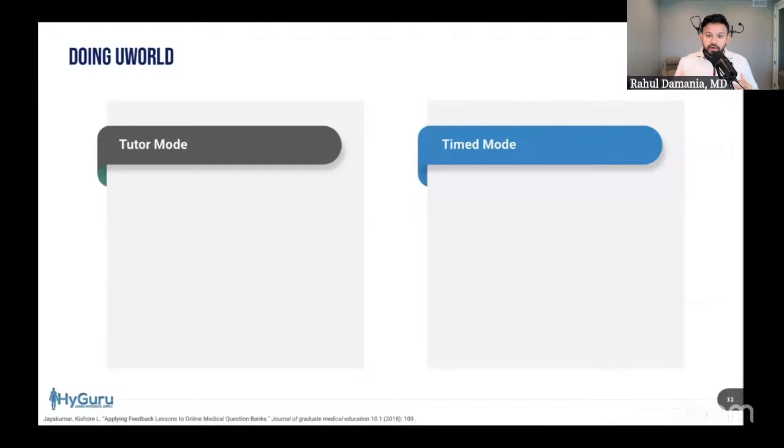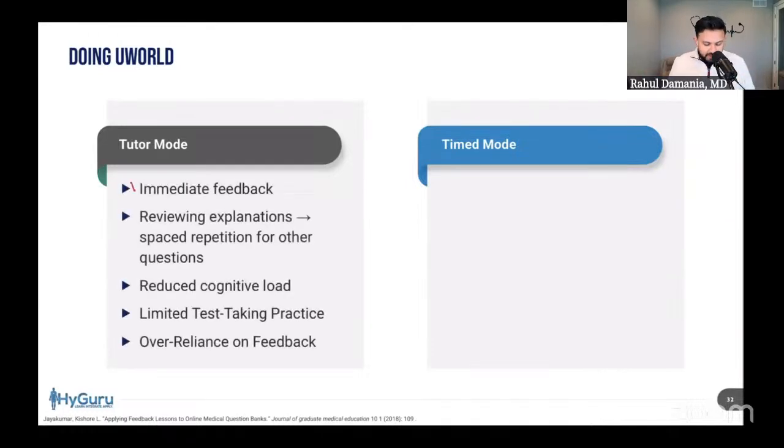Now, there's tutor mode and timed mode. Tutor mode is where you're going to get immediate feedback. Timed mode is where you're going to do a block of 20 or 40 questions, and you're going to see the answer explanations at the end. With tutor mode, you go through the question, you pick the answer, and you get immediate feedback. When you're reviewing explanations right then and there, that might help you for future questions in that set, especially if you're doing, for example, a focused cardiology set. Going through 3 or 4 questions may help you for question number 15.